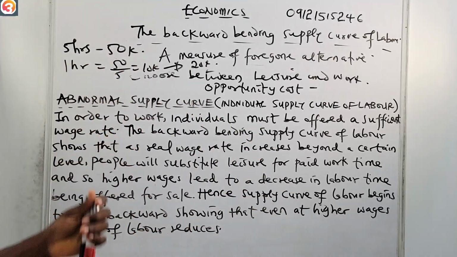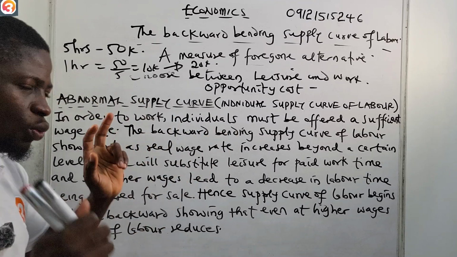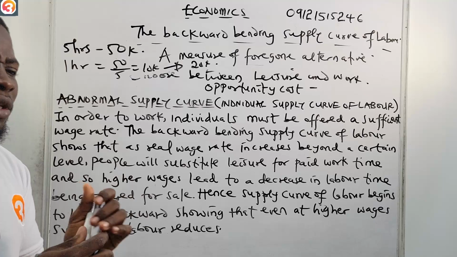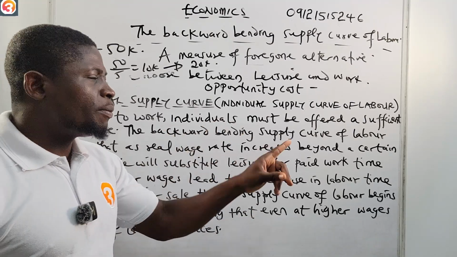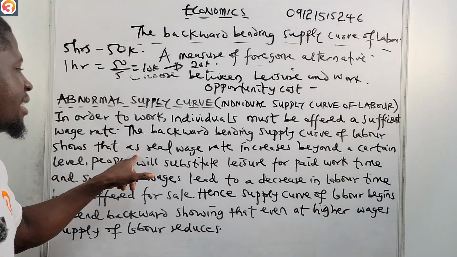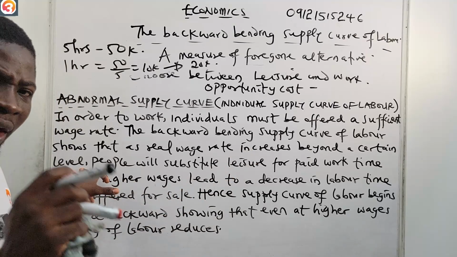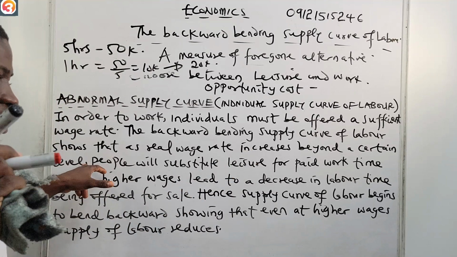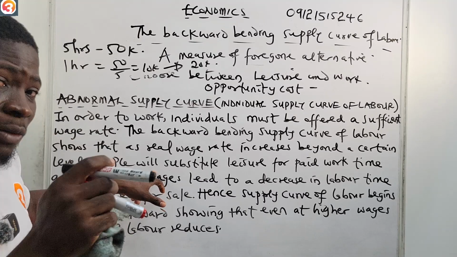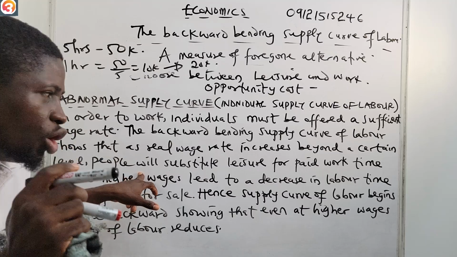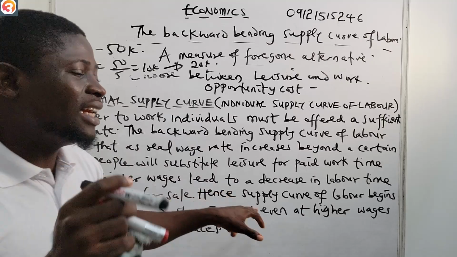All right, so let us see what we have on the board. We say in order to work, individuals must be offered a sufficient wage rate. If you want to work, that means you must be paid well for the work. Now, the backward bending supply curve of labor shows that when the real wage rate increases beyond a certain level, people will substitute leisure for paid work time, and so higher wages will lead to a decrease in labor time.